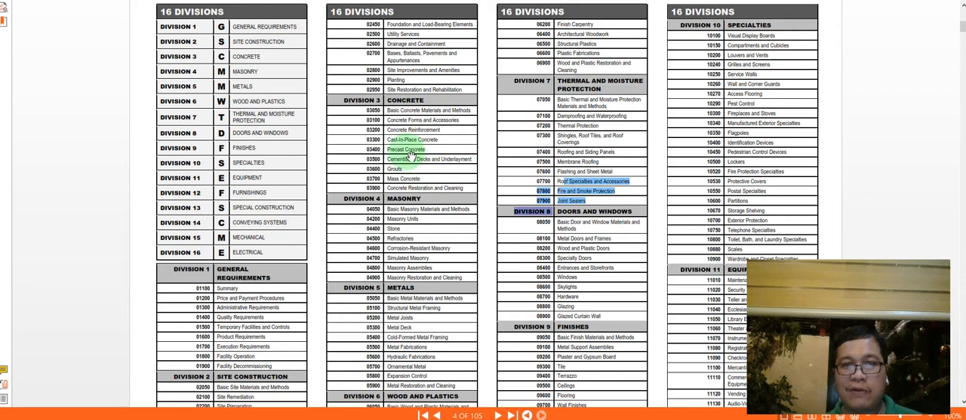Then for example, when you say your specifications for concrete, there are different subsections. For example, you have basic concrete materials and methods, concrete forms and accessories, concrete reinforcement, cast-in-place concrete, precast concrete, cementitious decks and underlayment, grouts, mass concrete, and concrete restoration and cleaning. These are things that you need to specify. You need to be very comprehensive when you prepare your specifications.